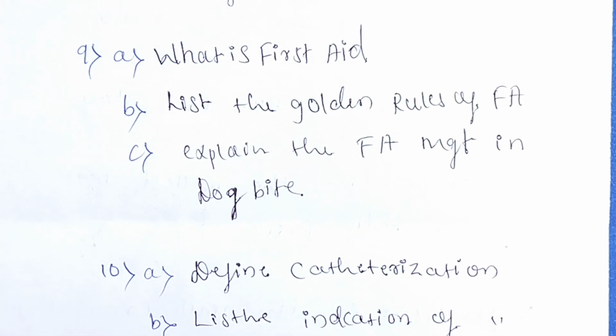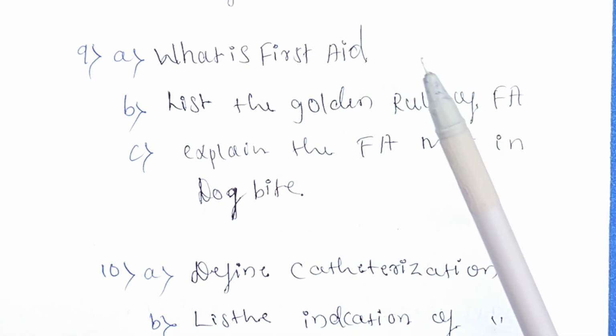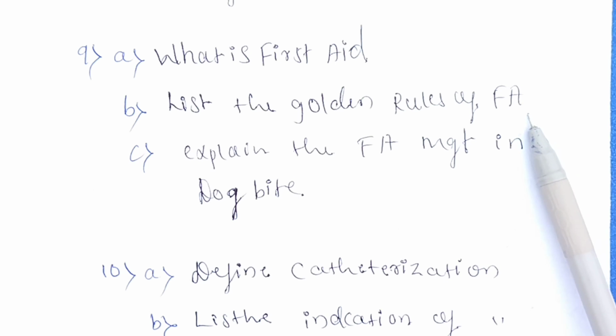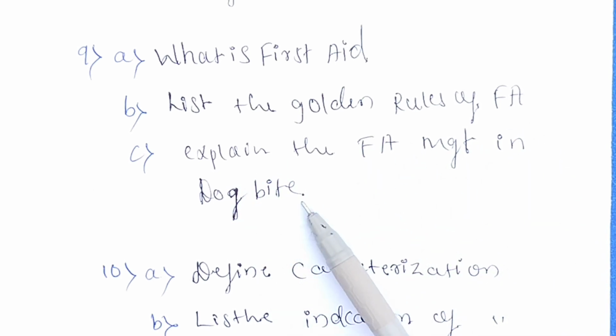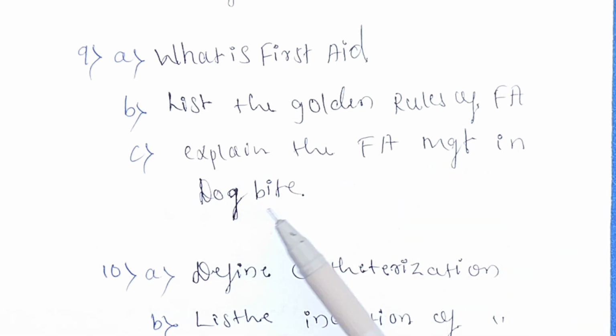Next, ninth question. In that, first A is what is first aid, the meaning of first aid. Second, B, list the golden rules of first aid. Next, C, explain the first aid management in dog bite. Explain the first aid management in the dog bite.